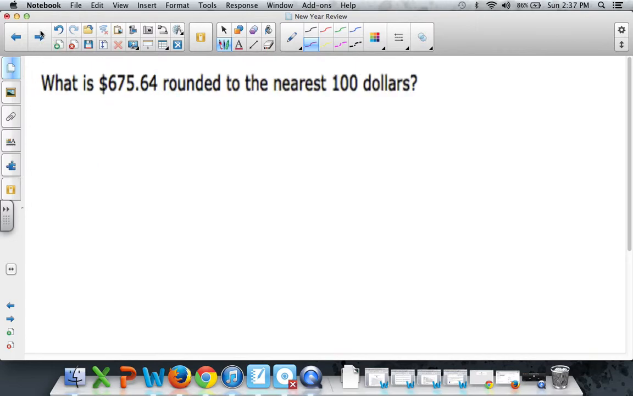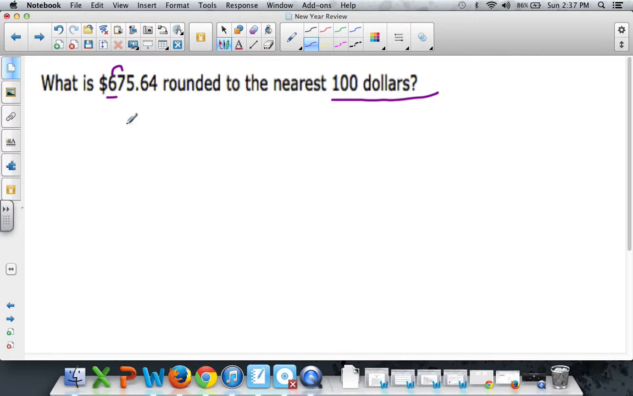Not convinced that you know what you're doing yet? That's okay, let's go again. What is $675.64 rounded to the nearest $100? Underline what they want you to talk about. There's your 100 right there. Alright, look to the right.